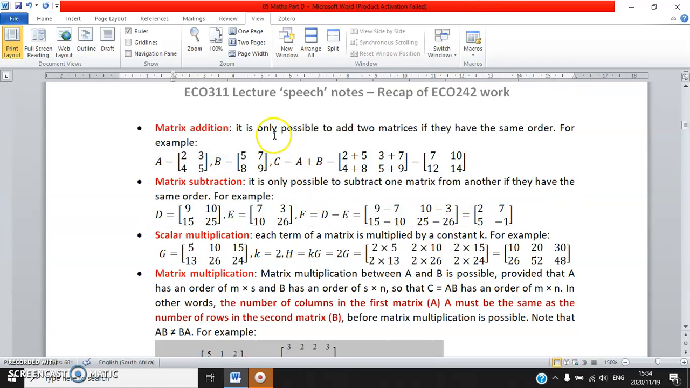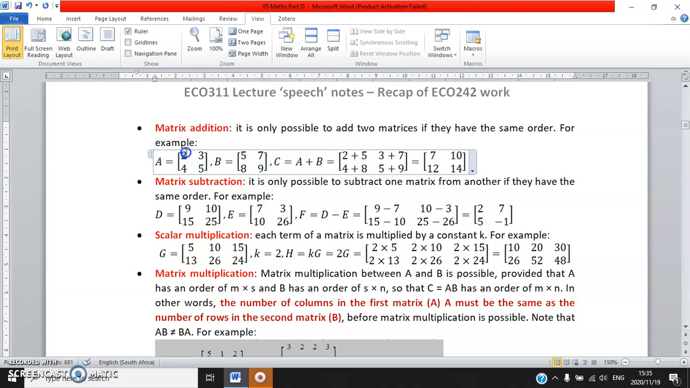Okay, matrix addition is very easy, meaning adding the entries from 2 matrices. But matrix addition is possible only if they have the same orders, meaning the same number of rows and same number of columns. So if we look at A and B, they are both 2 times 2 matrices, same number of rows, 2 rows, and same number of columns, 2 columns. So we can derive matrix C, which is the sum of A and B.